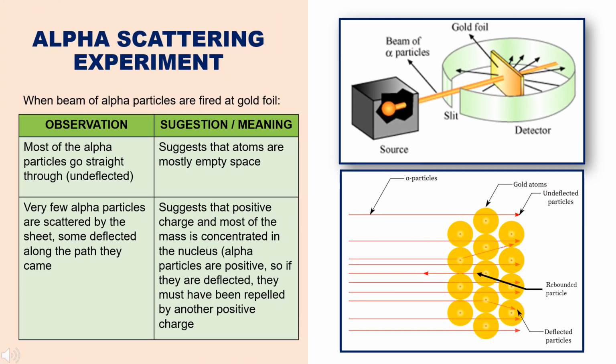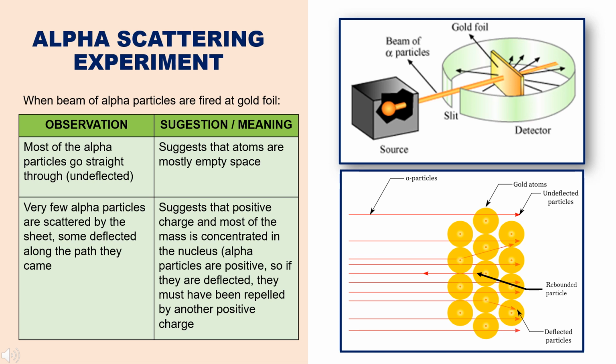What gives us the evidence to prove that the nuclear model of an atom is correct? It is the alpha scattering experiment. So let us understand the experiment first. A beam of alpha particles is fired at a thin sheet of metal foil, which is particularly gold foil, which is why this experiment is even called the gold foil experiment.